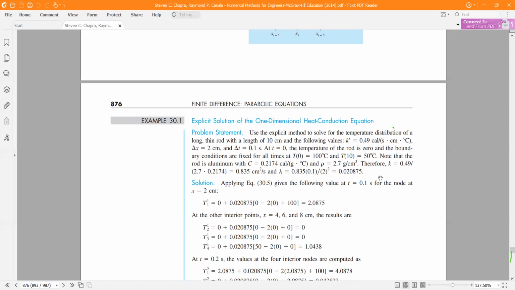If you want to draw the figure, then you will understand the physical nature of the problem. For example, say we have a rod. That rod is 10 centimeter long. This is the starting end, x equal to say 0. This is your x equal to 10 centimeter.